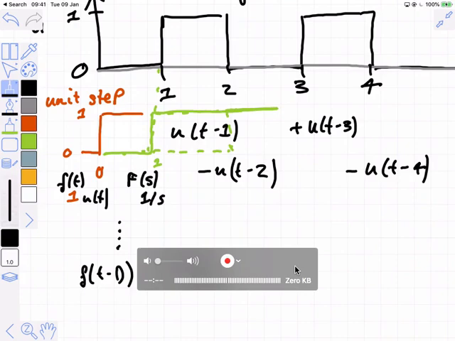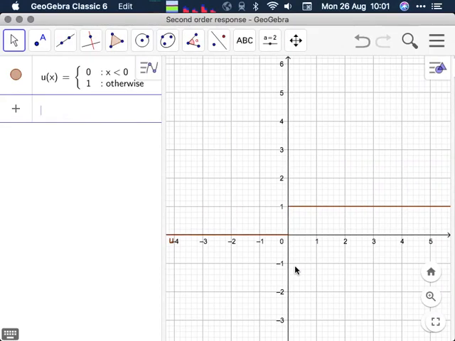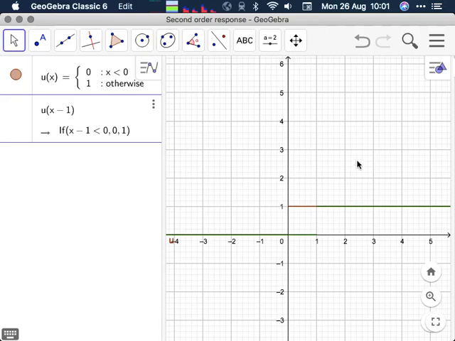But so remember what we have. We've got u of t minus 1 minus u of t minus 2 plus u of t minus 3 minus u of t minus 4. And so let's see what that looks like, because now we can kind of confirm that we're doing stuff right. So if we just plot that, notice that that's doing the right thing.